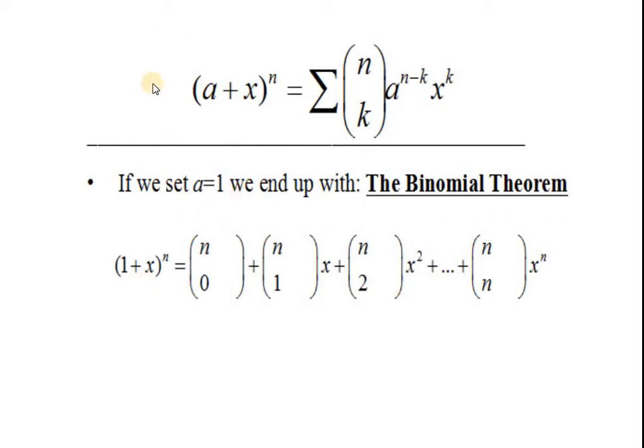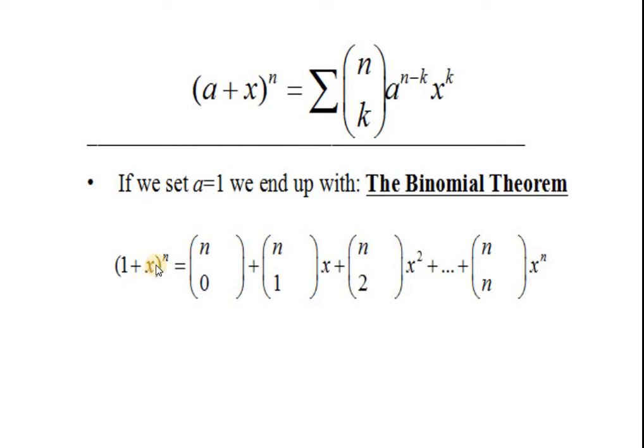The binomial theorem can also be written in sigma notation as this one: (a plus x) power n is equal to this one. This n minus k will be taken as the exponent of the first term a. This k will be taken as the exponent of the second term x. If we set a is equal to 1, we end up with the binomial theorem.